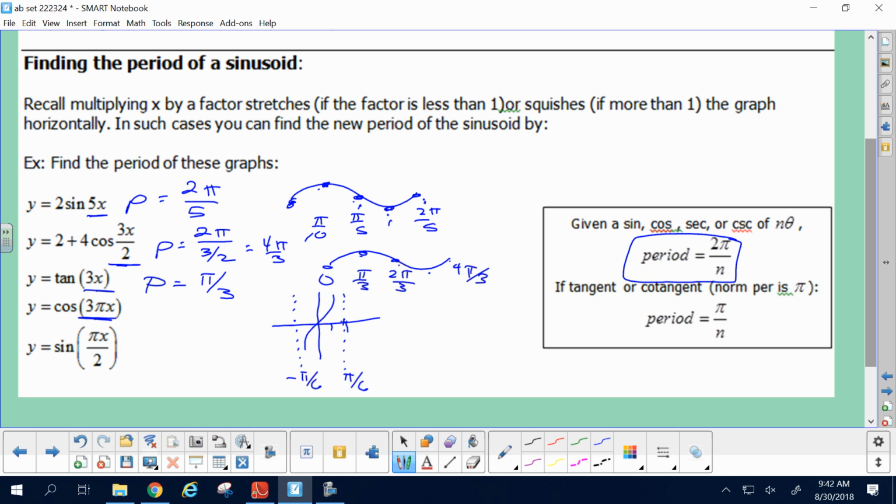All right, what about this? What's the period? What do I do to find the period? Take the normal period 2 pi and divide by the coefficient 3 pi. So the period is 2/3.